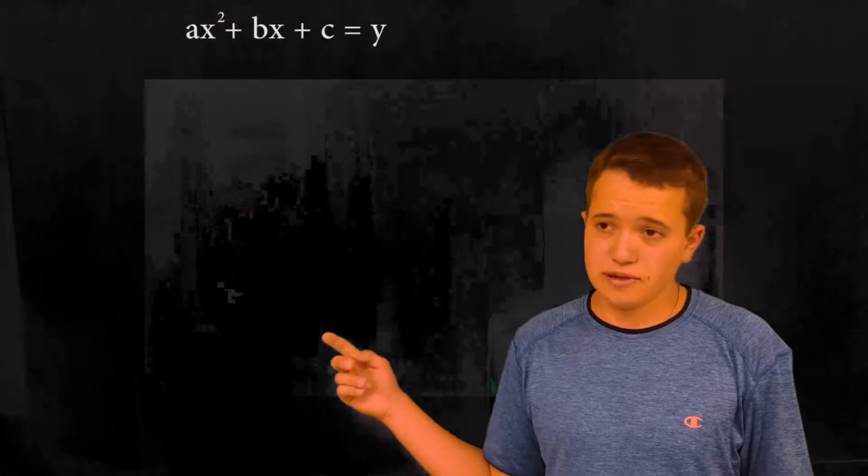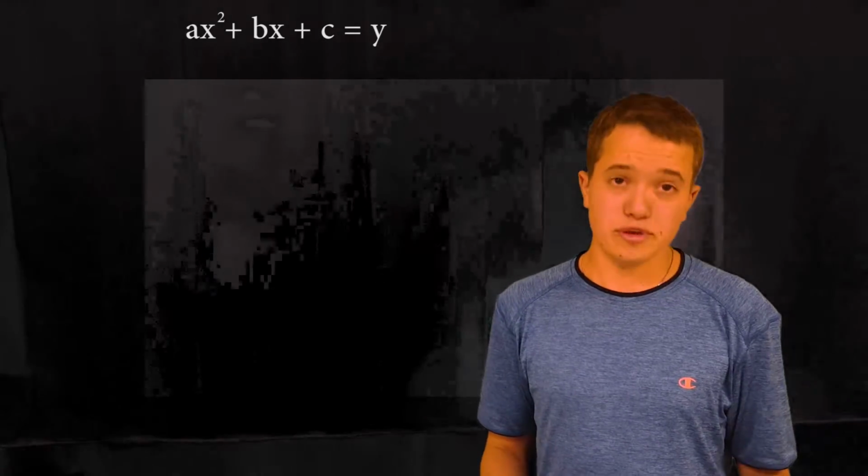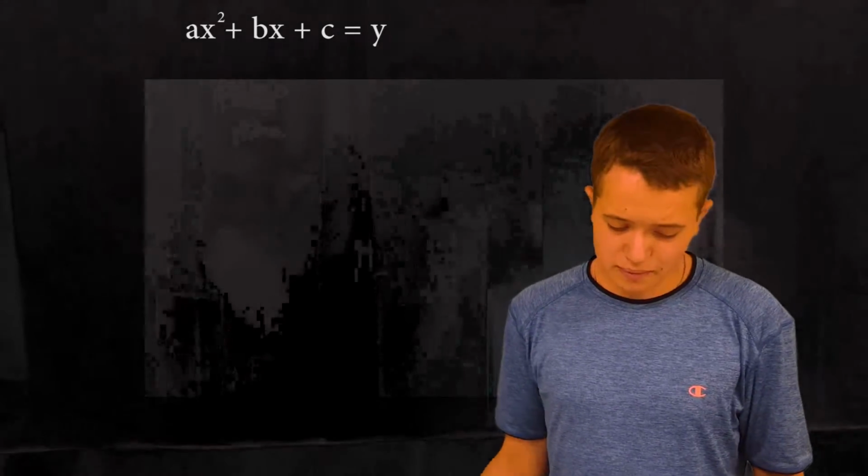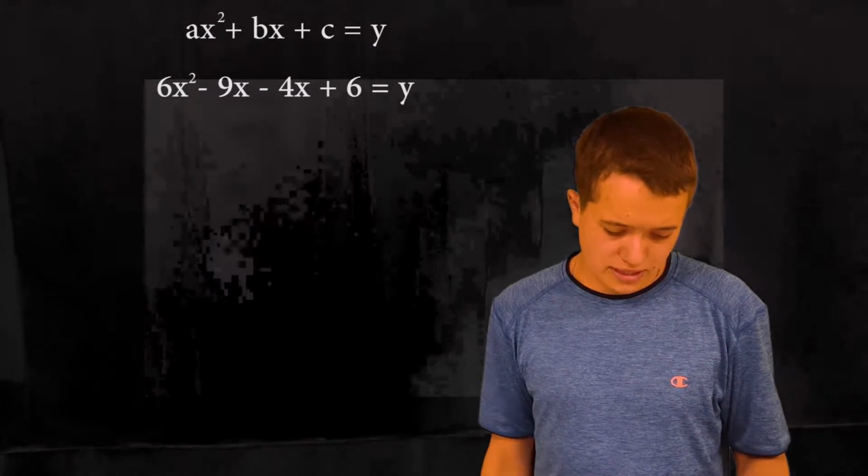Solving and factoring, ax squared plus bx plus c equals y. One way to factor this formula would be regrouping. Say you had an example of 6x squared minus 9x minus 4x plus 6.